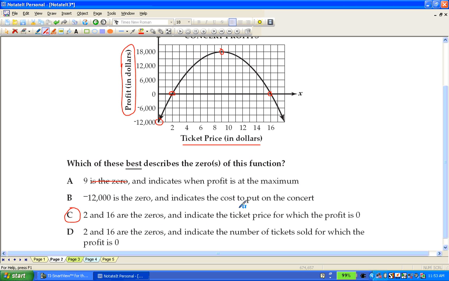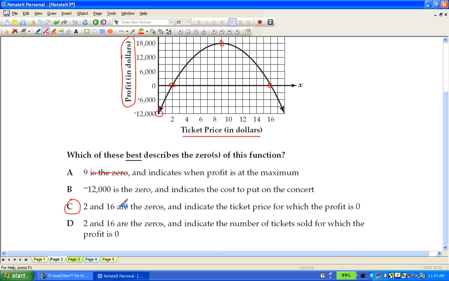So I mean, if you set tickets at $2 a piece and sold out your concert, you would have a $0 profit because the amount that you put into the concert would equal the amount that you got in revenue. So we would have a $0 profit. Same thing with $16. $16 would be just about too high because you're making $0 profit. Alright, so 2 and 16 are the zeros because that's when the ticket price for the profit is 0.